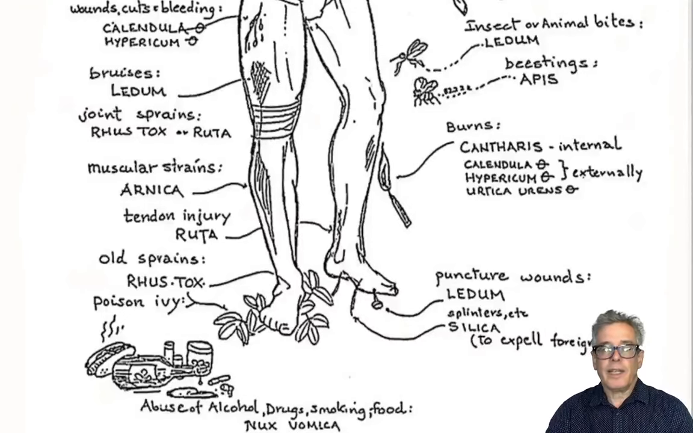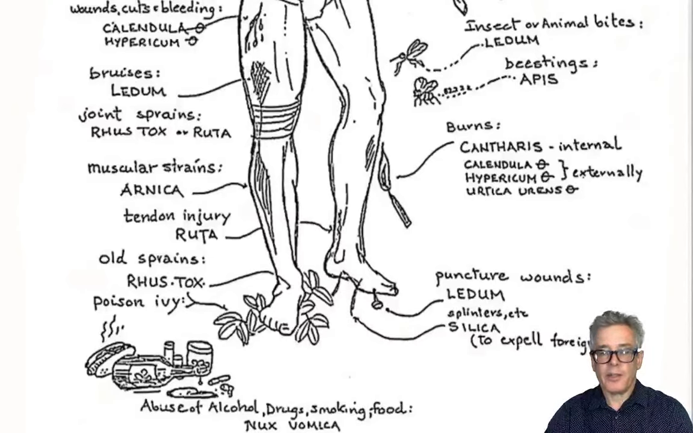So for wounds, we've got calendula, and this is very good topically. Many people use it as a cream, but as a mother tincture, also excellent. Bruises again, we've got ledum. In joint injuries and sprains, Rhus toxicodendron, Ruta graveolens. Muscle strains, we've got arnica. And tendon injuries, Ruta. And I would add in Rhus tox for that. And that's written here actually, old sprains of the tendons, especially in the ankle. Rhus tox could be useful. And poison ivy reaction on the skin, Rhus tox. In fact, Rhus tox is in the family of poison ivy as a plant.